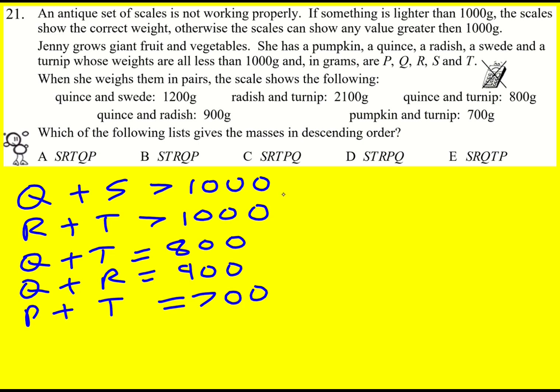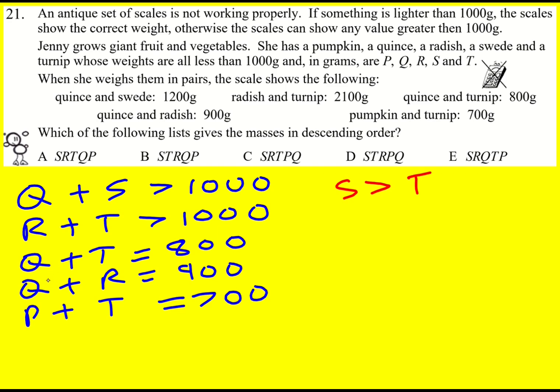So I'm going to compare them one at a time. I'm actually going to look at the top one and compare with all of them and then work my way down. So Q plus S compared with the second one, there's no common terms or anything, so that's not much use. But Q plus S and Q plus T, I can see that the Q plus S is greater than the Q plus T, so it must be that S is greater than T. I can write that down.